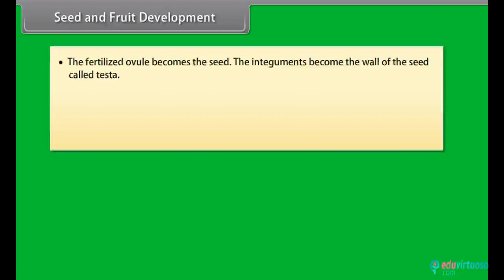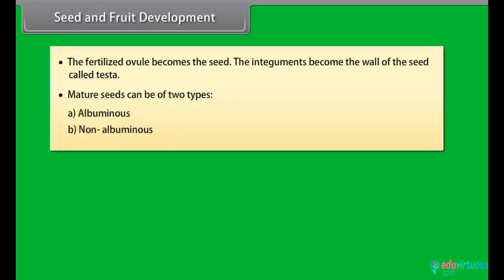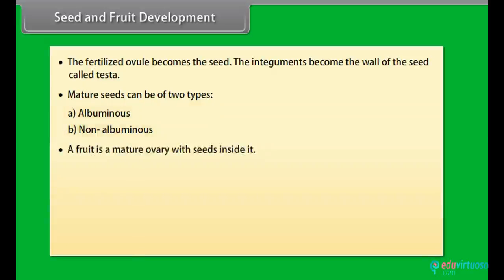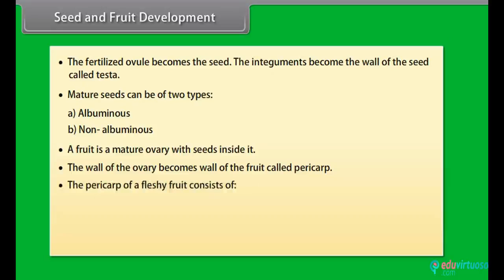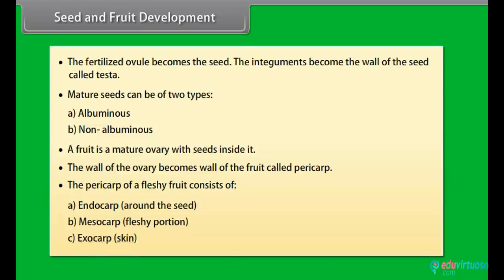The fertilized ovule becomes the seed. The integuments become the wall of the seed, called testa. Mature seeds can be of 2 types: A. Albuminous, B. non-albuminous. A fruit is a mature ovary with seeds inside it. The wall of the ovary becomes wall of the fruit, called pericarp. The pericarp of a fleshy fruit consists of A. Endocarp, around the seed, B. Mesocarp, fleshy portion, C. Exocarp, the skin.